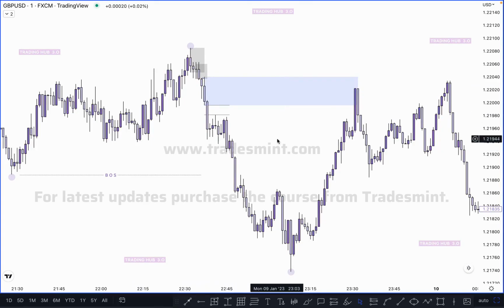This is not all about entry. This is just an explanation. This explanation is all about the identification of order blocks. So this one is our first order block for the sell, and the next order block. Where is our next order block?